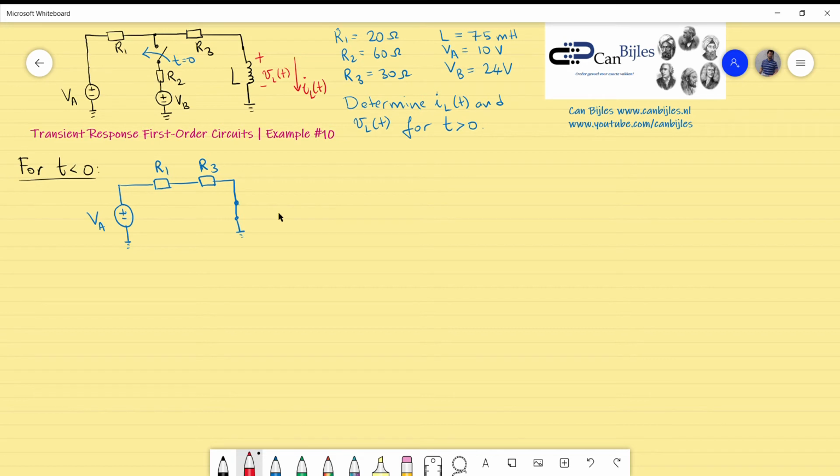The current flowing in this part of the circuit is the initial value of the inductor current. So the initial value I0, IL at time 0, is VA divided by R1 plus R3. That is 10 divided by 20 plus 30, which is 200 milliamps, or 0.2 amps. So this is our initial value.